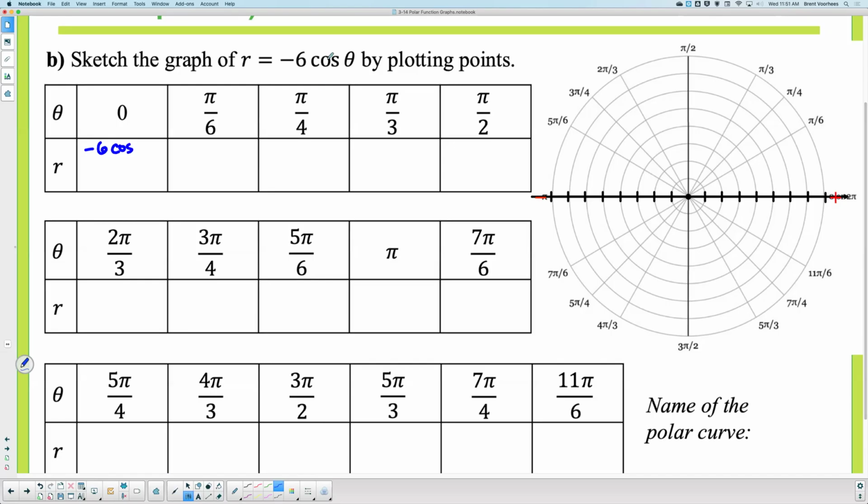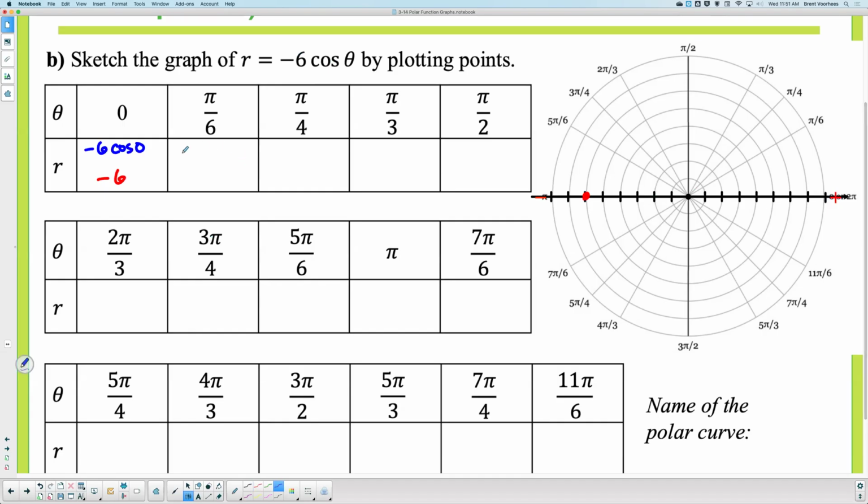-6 cosine of, you'd first plug in a 0. Cosine, think about the unit circle. Cosine, you start at 0 right here. Is that cosine's maximum, minimum, or midline? Maximum. Cosine's maximum is 1. What's -6 times 1? It'll be -6. So when we have a 0 value, we have -6. Where would I plot -6? Away from the right. So 6 to the left. 1, 2, 3, 4, 5, 6. Plot that point right there.